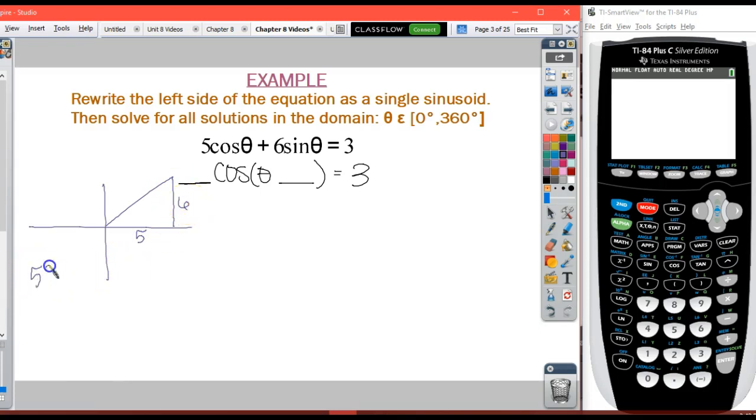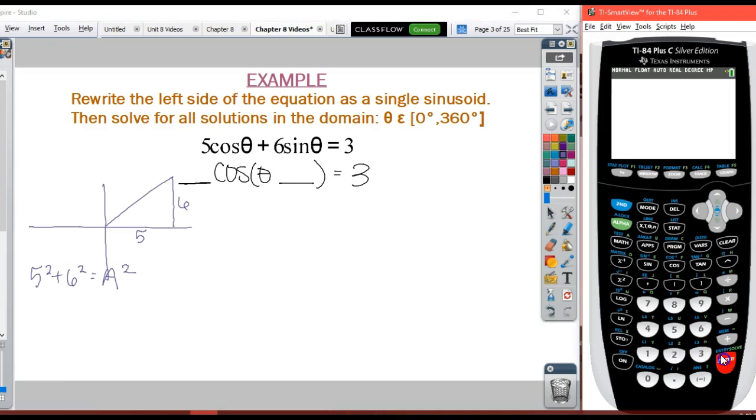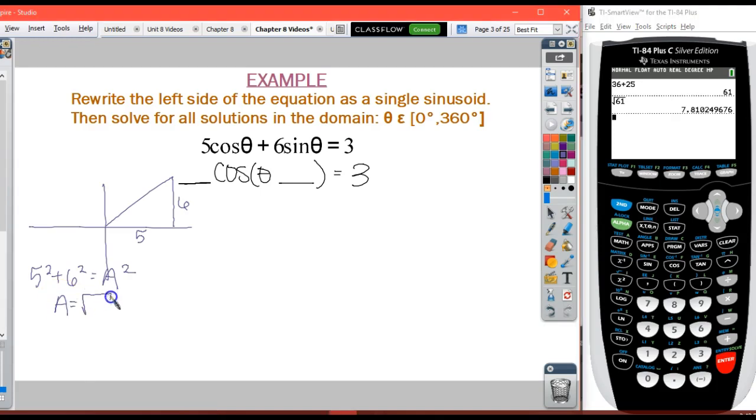So we can use the Pythagorean theorem to find our hypotenuse, which will be our amplitude. And so we will end up with 36 plus 25, and we'll take the square root of that number, which will get the square root of 61. And since it's not a nice answer, I'm just going to go ahead and leave my amplitude as the square root of 61, just so we're not rounding too early on.